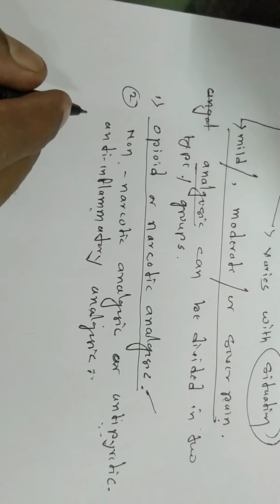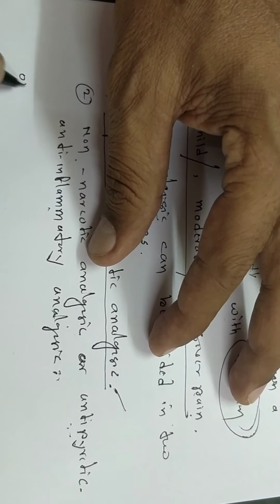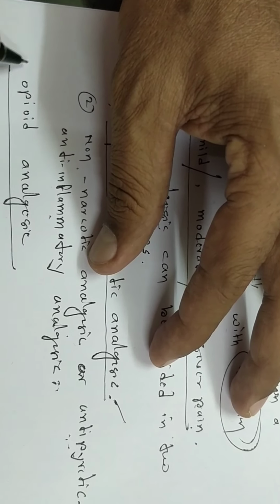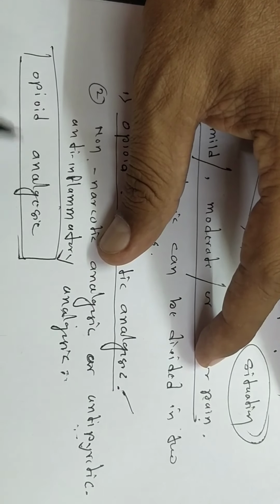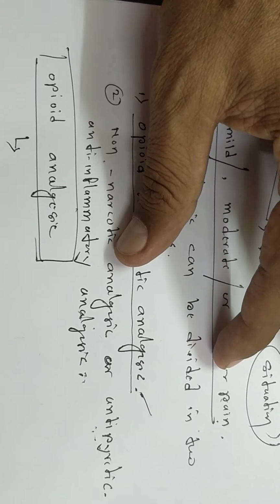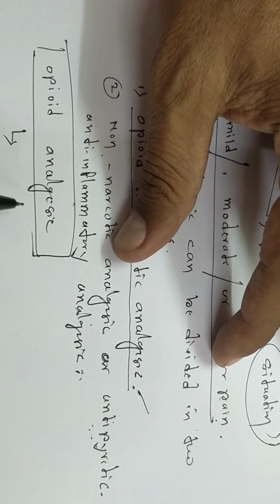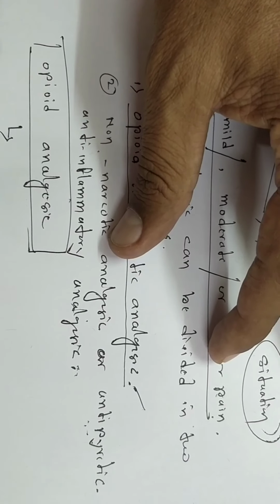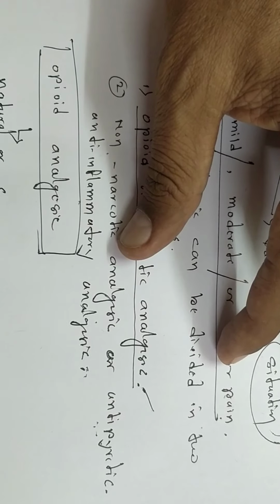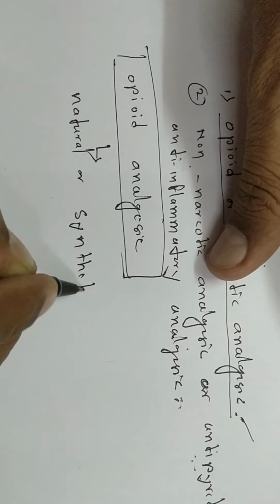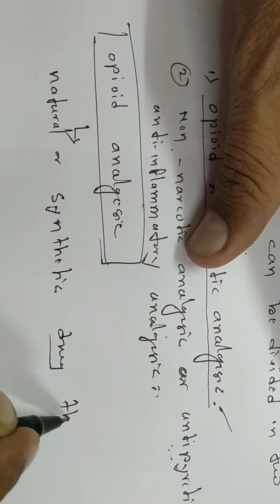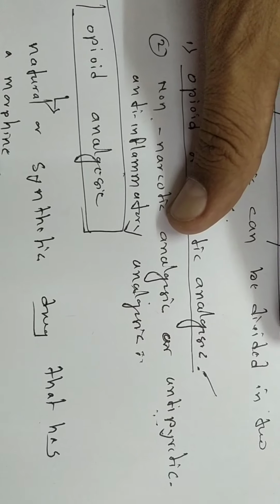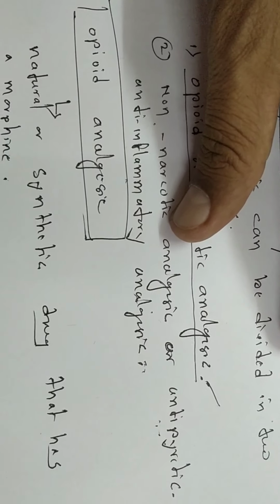Now, the new chapter is opioid analgesics. The opioid analgesics are naturally occurring or synthetic drugs that have been obtained from morphine in this group. They are natural or synthetic drugs that have morphine-like pharmacological action, and all fall in this group, the morphine.